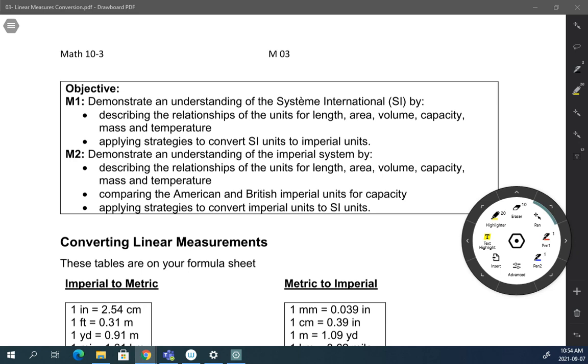Okay, so this is lesson 3 of measurement. It's the same as what we did before. The difference here is now we're not just working with metric or just working with imperial. We're going from one to the other. It does not work out as nicely as with just metric, but it's about the same as when we were working with imperial. Let me show you what I mean.